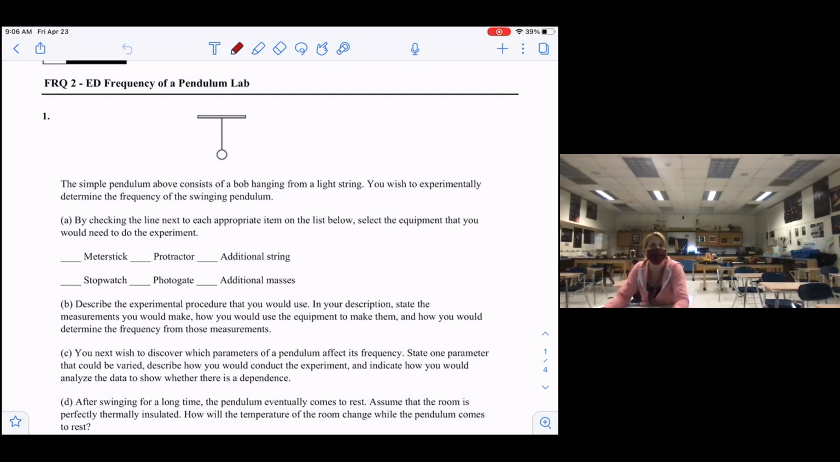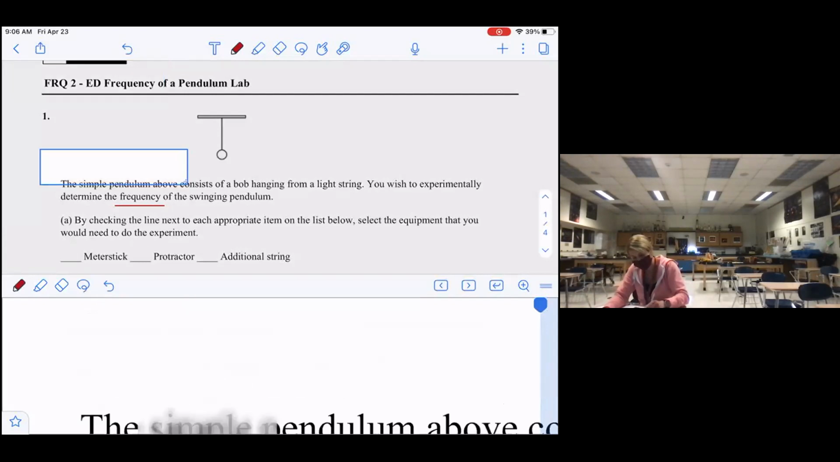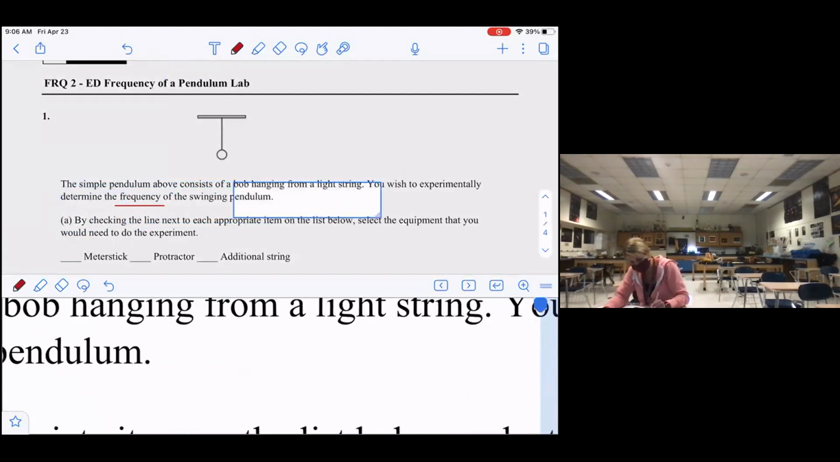You wish to experimentally determine the frequency of the swinging pendulum. So when we did our experiment, we were looking at factors that affected the period, and this is asking for the frequency. But what you want to think here as you answer this is that the frequency is equal to 1 over the period. So keeping that in mind, you're able to measure the period, and then you can take the inverse of that to get the frequency.